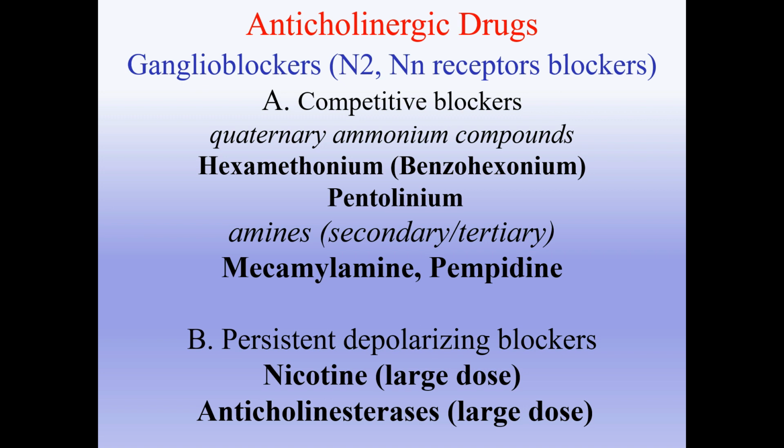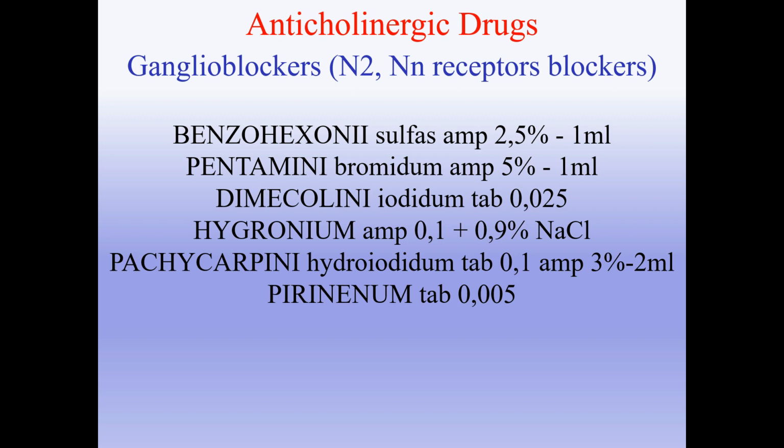The next pharmacological group is ganglioblockers. We may also call them ganglionic blockers or NN receptor blockers. They are divided into competitive blockers and persistent depolarizing blockers. Competitive blockers are subdivided into quaternary ammonium compounds, for example hexamethonium and pentolinium, and amines, for example mecamylamine and pempidine. On this slide you can see examples of ganglionic blockers, their drug forms and doses.